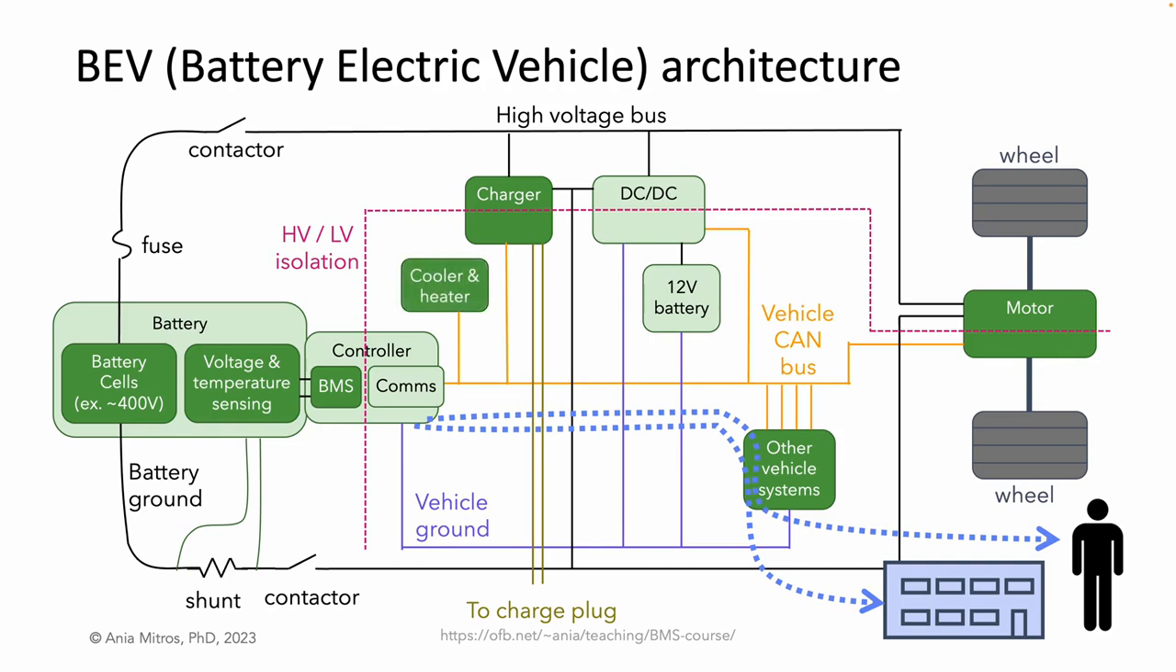Let's also talk about what happens if something goes wrong. In case of some issues, the vehicle may notify the driver. For example, if the battery is very cold, the system may limit power, resulting in reduced acceleration, and the vehicle may issue a user notification.